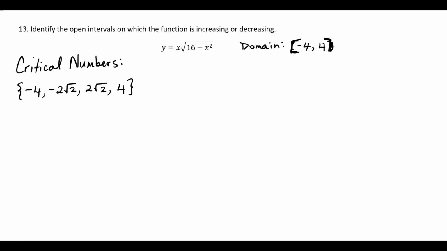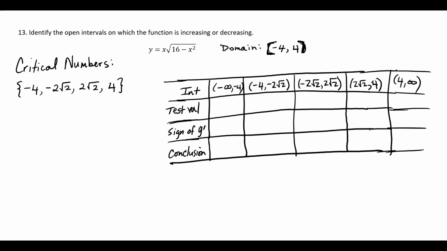We'll now set up our table so that we can put these intervals in the table, find our test values from those intervals, and we want to determine the sign of the derivative so that we can determine the behavior of the function. Is the function increasing or decreasing on that interval? So here are the intervals that our critical numbers give us, and we're going to pick some test values within these intervals. So this interval here, let's maybe pick a negative 5. Here we can pick a negative 3. Here we'll pick 0. Here we'll pick a positive 3, and here we'll pick 5.